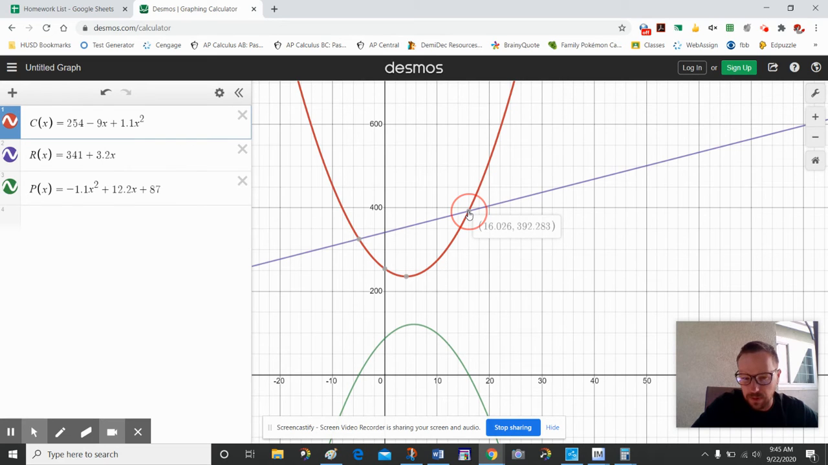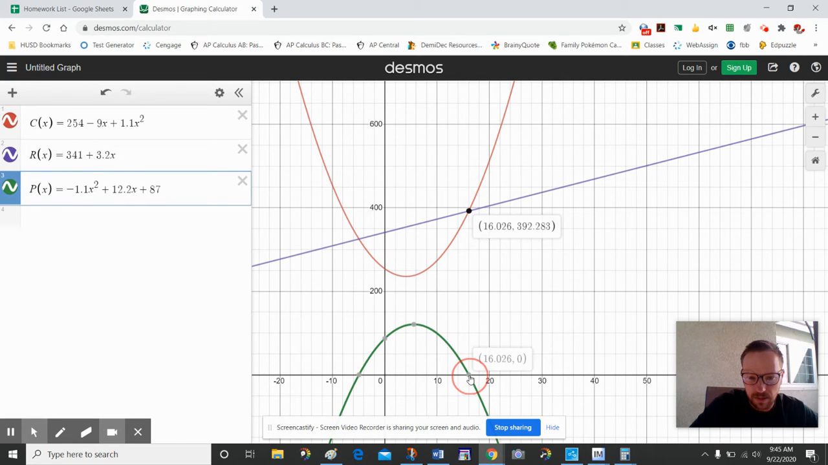And if they're the same amount, when you subtract them, what should the value be? 0. So if we come down here at 16.026, you can see that that's what happens. Before that, revenue is greater than cost, so you get profit. Afterwards, cost is greater than revenue, so you have a loss, is what's going on.